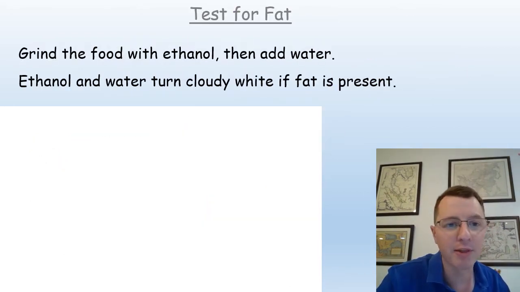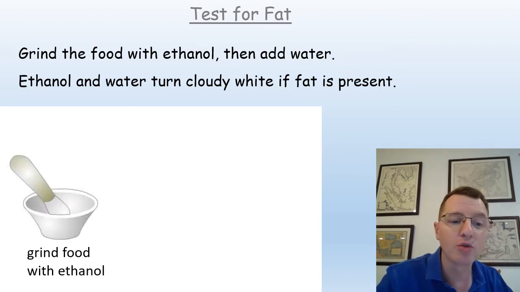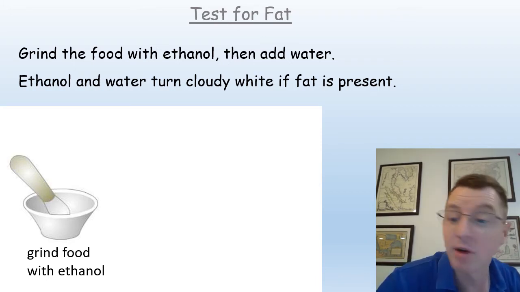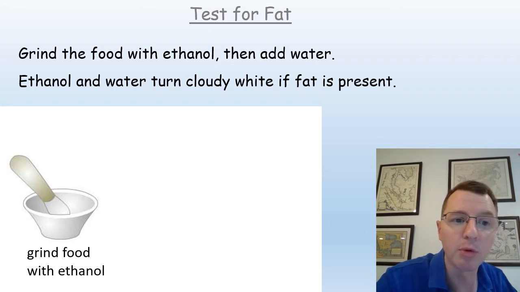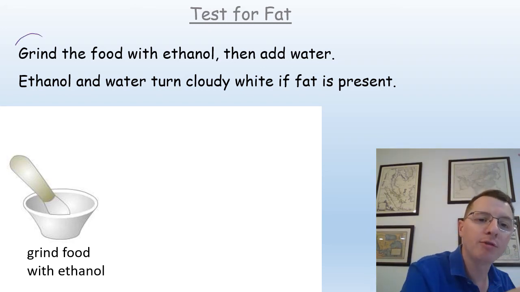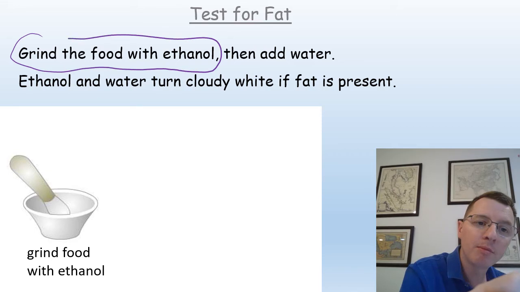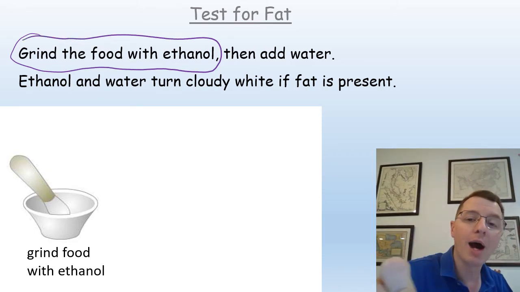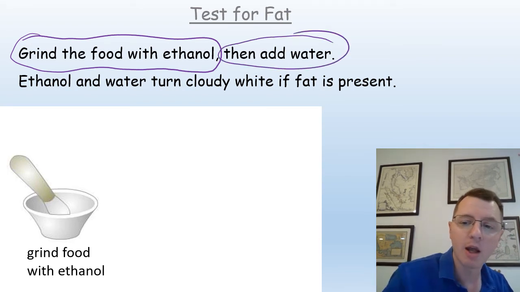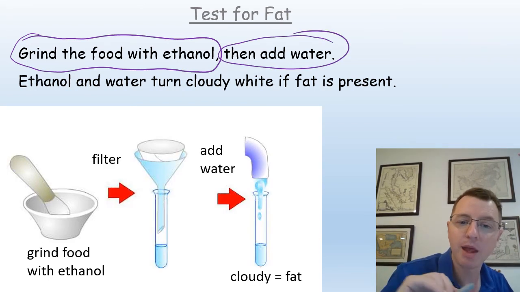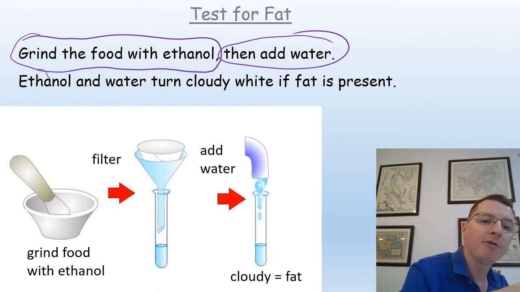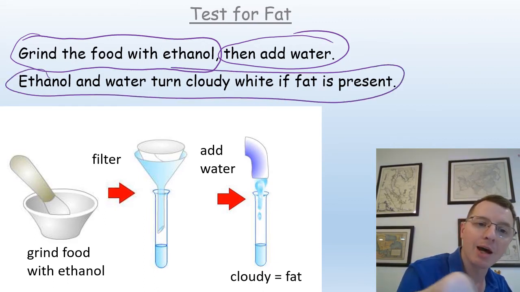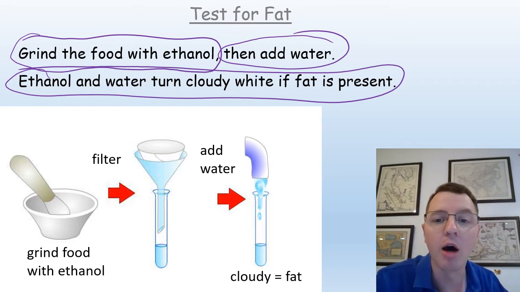What about the test for fat then? So what we have to do there is we've got 2 stages. First of all, we need to grind up our food with some ethanol present. Fats will dissolve in ethanol. They will not dissolve in water. They're insoluble in water. So first of all, grind the food with ethanol. Then you might have to filter the solution first before adding water. So grind the food, filter it, and add some water. Ethanol and water will turn cloudy when fats are present.